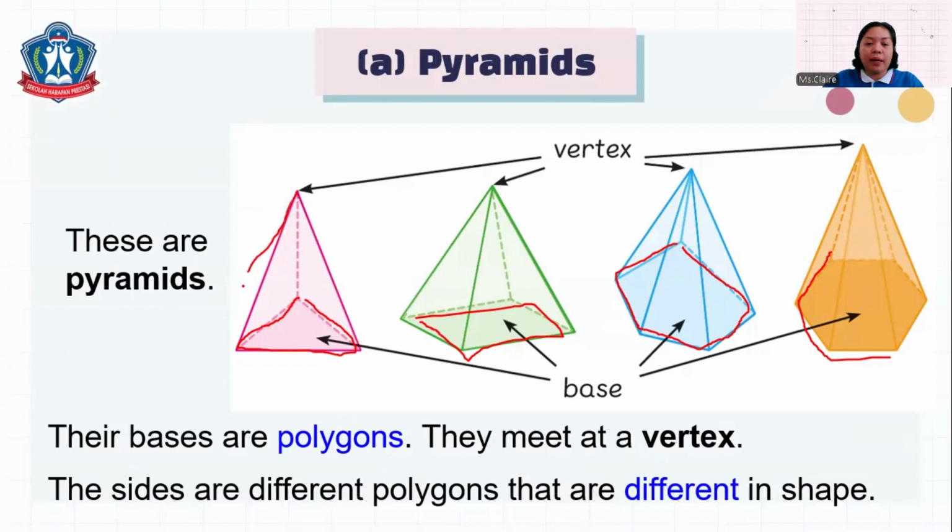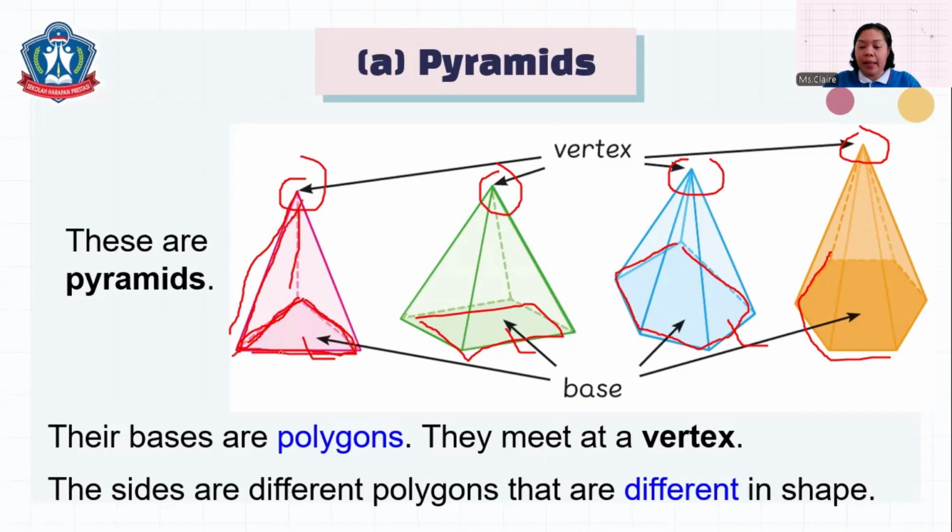Then on this part are triangular faces. All pyramids have triangular faces on the sides, and they meet at a vertex. It has 1 vertex here. So these are pyramids. Their names are based on their bases. So this is a triangular pyramid, a rectangular pyramid, a pentagonal pyramid, and a hexagonal pyramid. The number of triangle sides here, children, is based on the shape of the base.